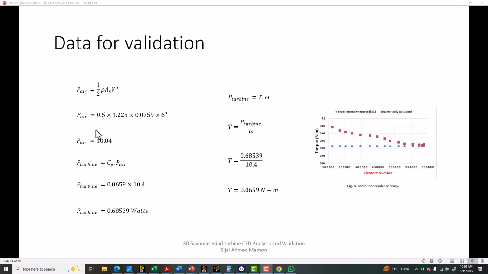And then I reverse engineered, and from the wind power, I got the power of the turbine by using CP times P air. So the power of the turbine is 0.68539 watts because the size is very small. And from the power of the turbine, the formula is torque times omega, the rotational speed in radians per second. And from here we can get the torque value, and it's 0.0659. Okay. And in the paper, the value is around 0.052 or 3 or 4. I don't exactly know, but it's around the same value.